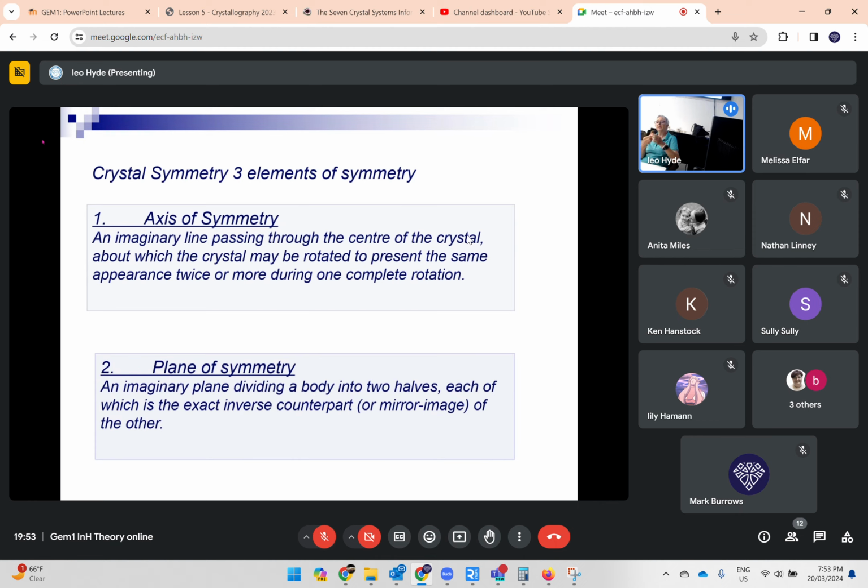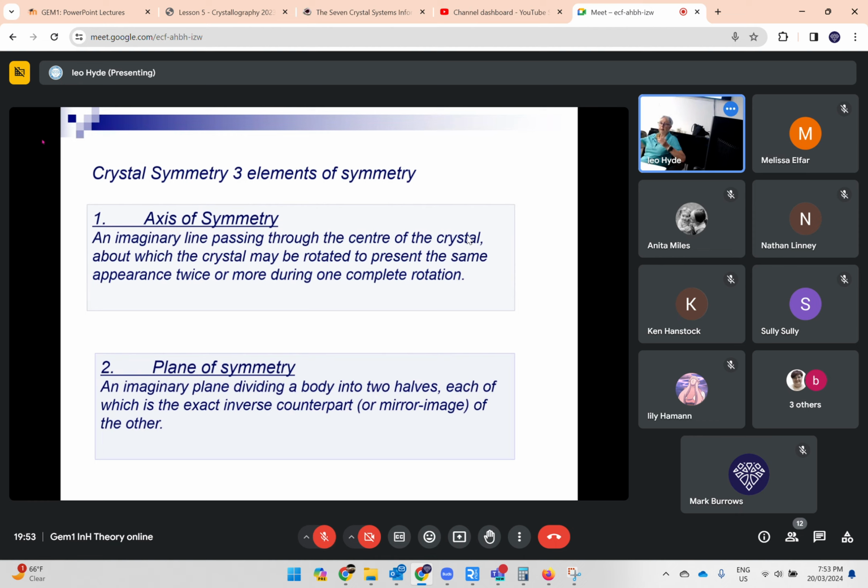Now, what sits above a pinacoid is a dome. Easy peasy. Above a pinacoid sits a dome. What sits above a prism face? A bipyramid. So in this particular crystal, above this crystal face here, I've got a dome. So I've got a pinacoid and I've got a dome.